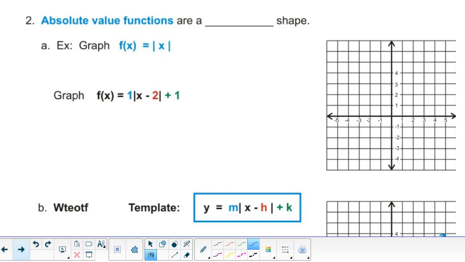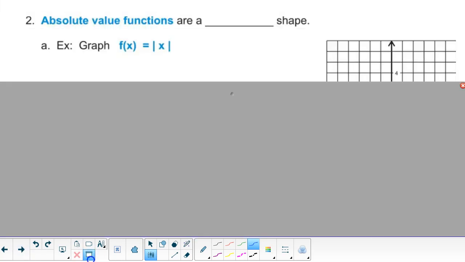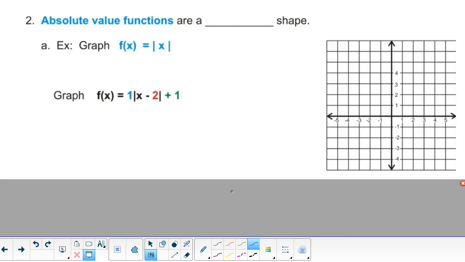What else? Absolute value. All right, we dealt with some last year with absolute value. You never want to forget the shape of an absolute value. So whenever you see absolute value, and again, these are 2 vertical lines, you've got to think, I've got absolute value. It's a V shape. You can't forget that. You've got to remember that. All right, graph f of x equals the absolute value of x, and then graph f of x equals 1 times quantity x minus 2, plus 1.